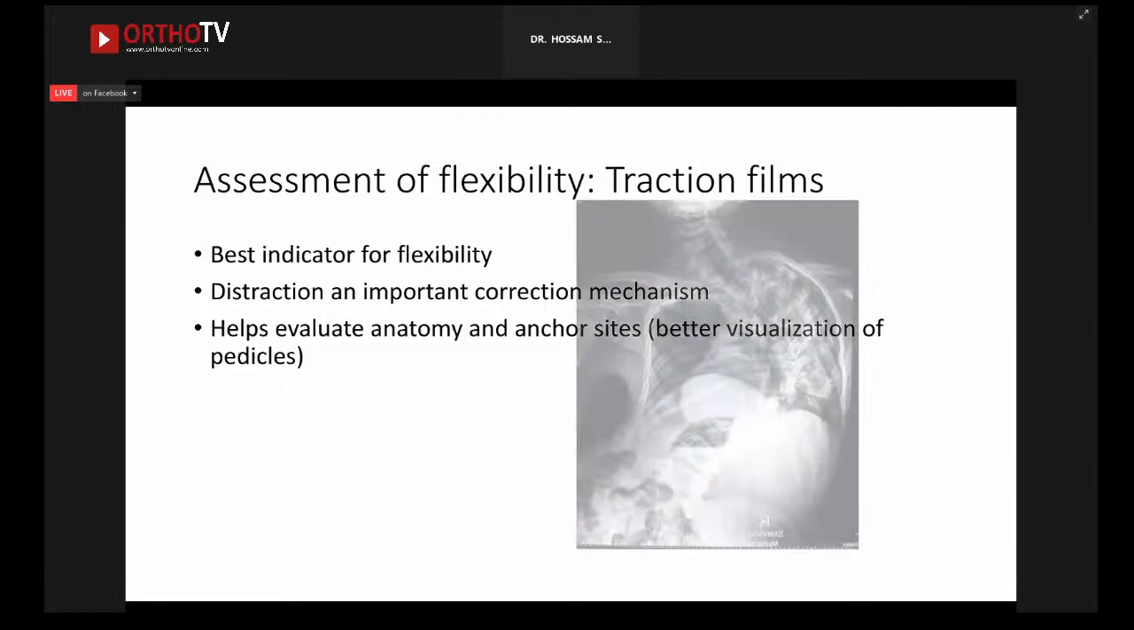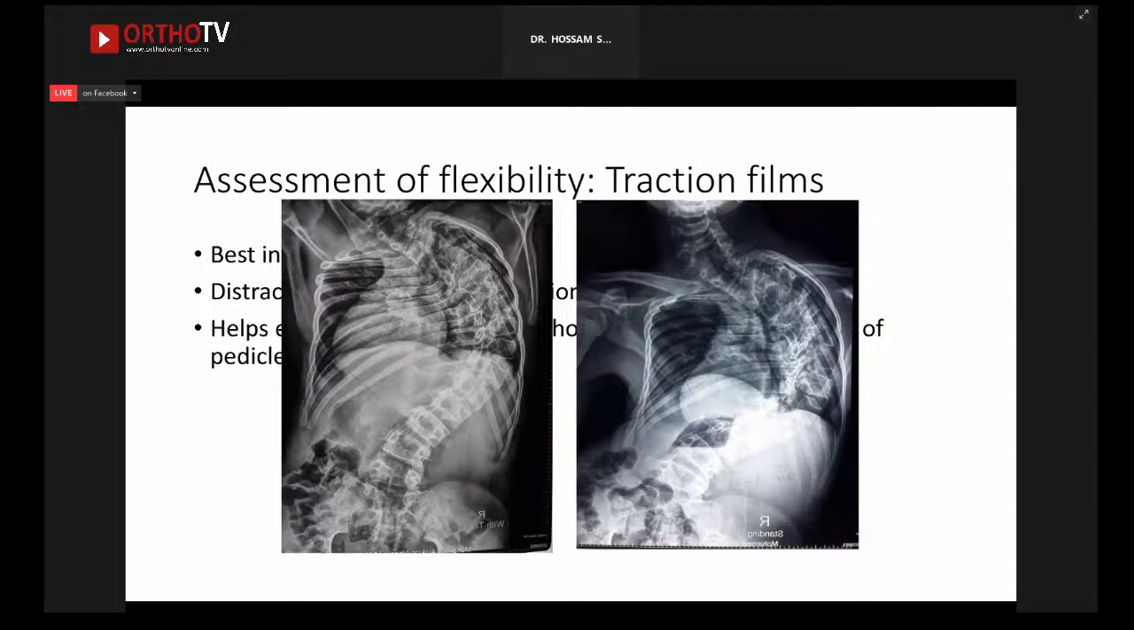This is an example with a severe curve, and this is what the traction film looks like. And there is some improvement. Traction films also help you see the anatomy better. If you look at the pedicles on the left side photograph, you can see more of the anatomy because the traction allows the unwinding of the deformity and allows you to see the anatomy in a better shape.